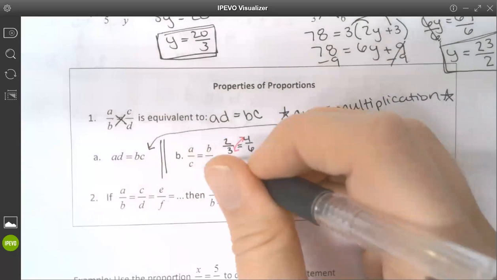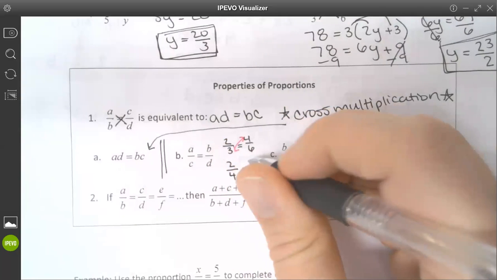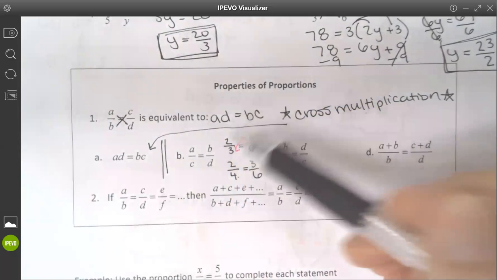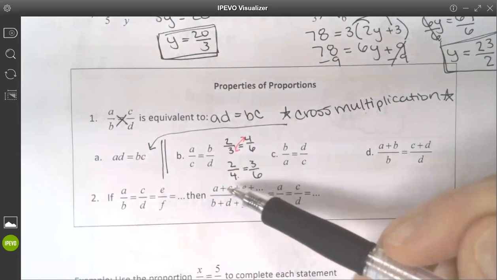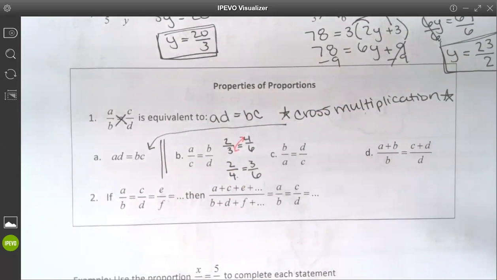Now it's kind of cool to see that if I just do a little swap here, it's going to give me a different value. If I put 4 here and 3 here, look at that. Are they still equal? Is 2/4 equal to 3/6? Yeah, it's 1/2. It's a different ratio. This is 2/3 and this reduces to 1/2, but flipping B and C still makes it true. That's kind of cool.